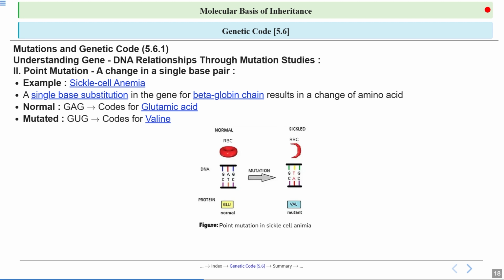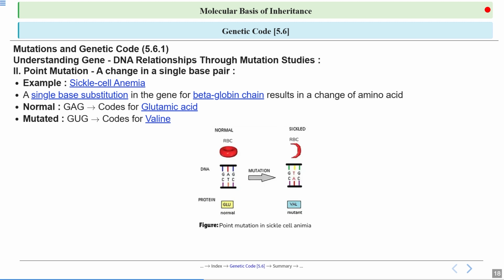What is the example of point mutation? Here we can see sickle cell anemia. What happened in sickle cell anemia? Usually our RBC is of this normal shape. In the case of sickle cell anemia, the RBC becomes sickled in shape. Then there won't be space, so there will be less hemoglobin or no hemoglobin. The oxygen transfer is going to be very difficult, and that person is going to suffer from sickle cell anemia.